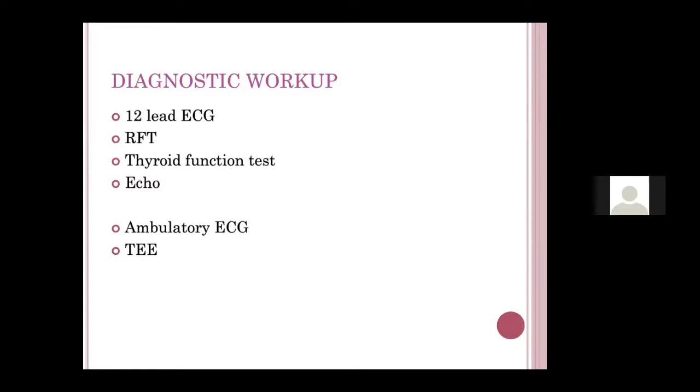Even dyselectrolytemia like hypokalemia can cause AF. TFT is very important as hyperthyroidism or thyrotoxicosis is an important cause of AF. Echo is important not only to see the structural heart disease, but also the LA size. Because if the left atrial size is more than 55 millimeter, there is very little chance that the patient will respond to cardioversion. Even if you give cardioversion, either electrical or pharmacological, the chance of having a sinus rhythm is very low if the LA is dilated more than 55 millimeter.